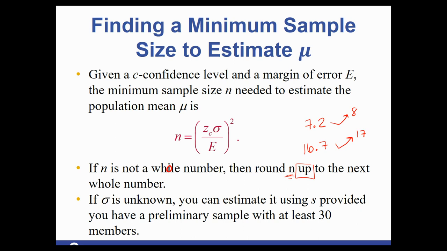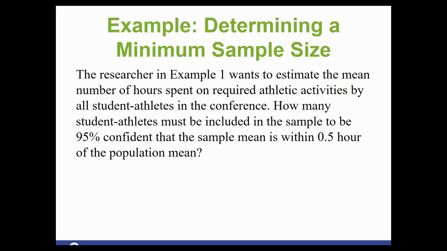Now, if your population standard deviation is unknown, you can still do this with the sample standard deviation as long as you have at least 30 members in your sample. So as long as your sample size ends up being big enough, you're good to go. So let's see what this looks like.